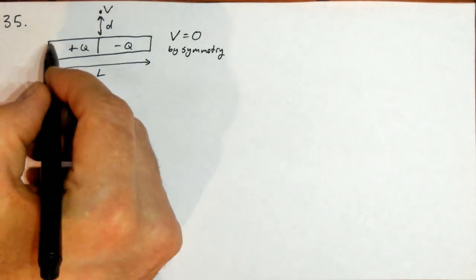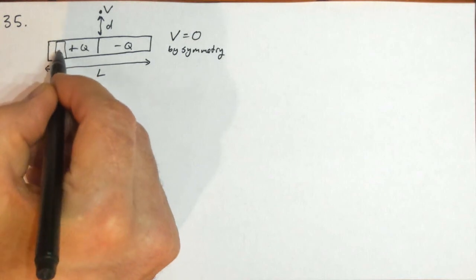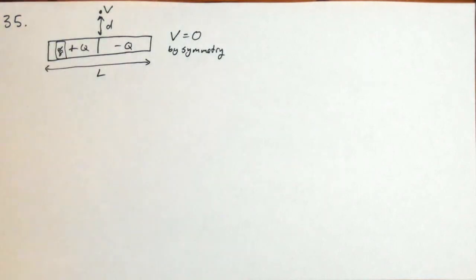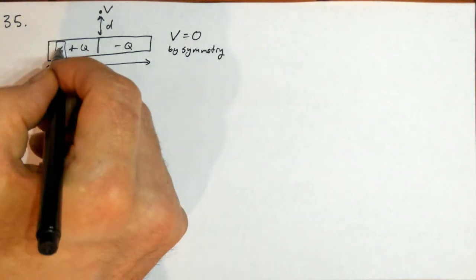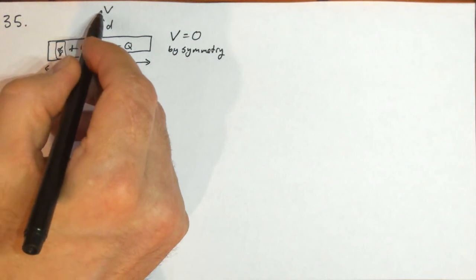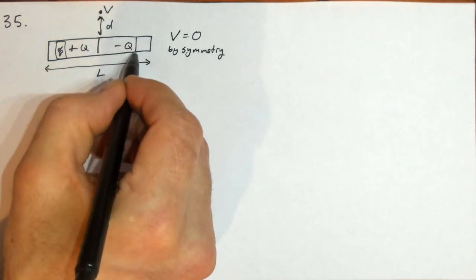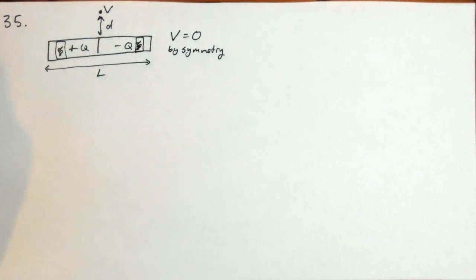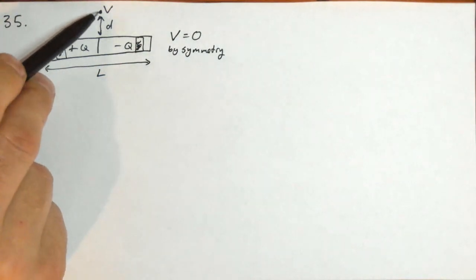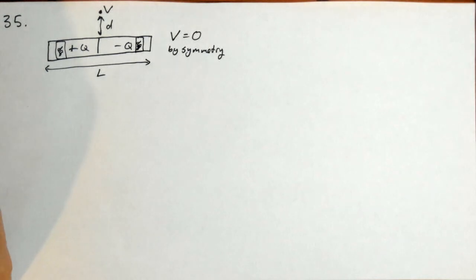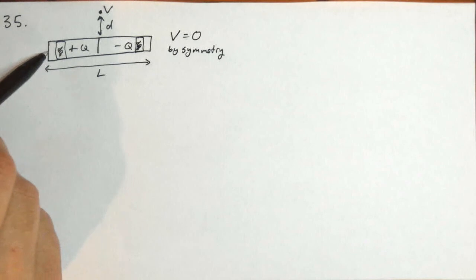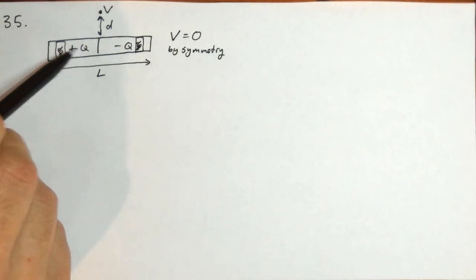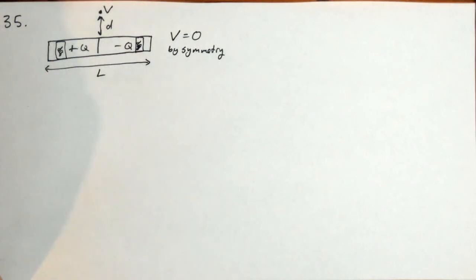So again, to help out with that, let's suppose I take a little chunk here. Here's a little dq. Well, it's going to create a potential here of some amount and positive. Well, over here is the same size dq, only negative. And it's the same distance away, so it's going to create the same size of potential, only negative. And so those two would cancel. And I could repeat that process all along this positive bar. For every piece on this positive bar, there's a piece on the negative bar that creates the same size potential, only negative.